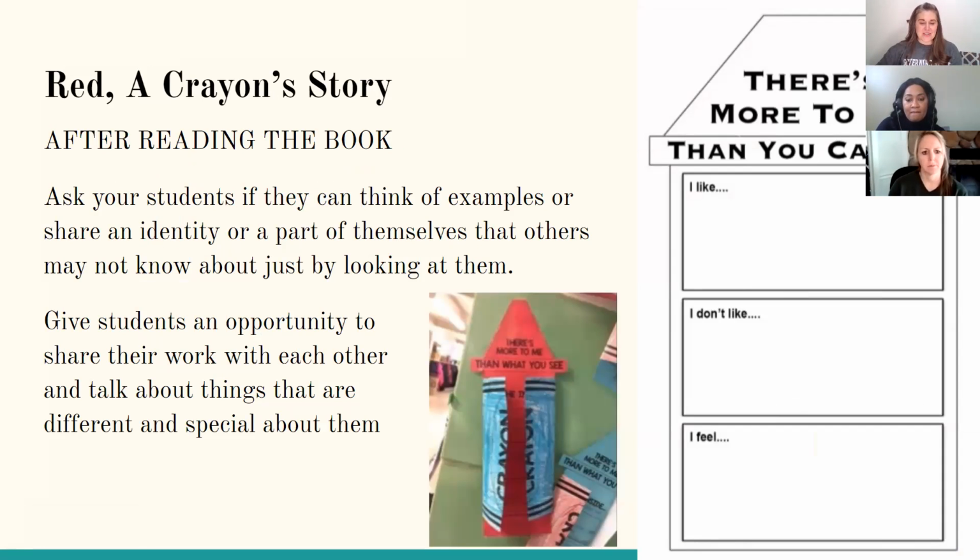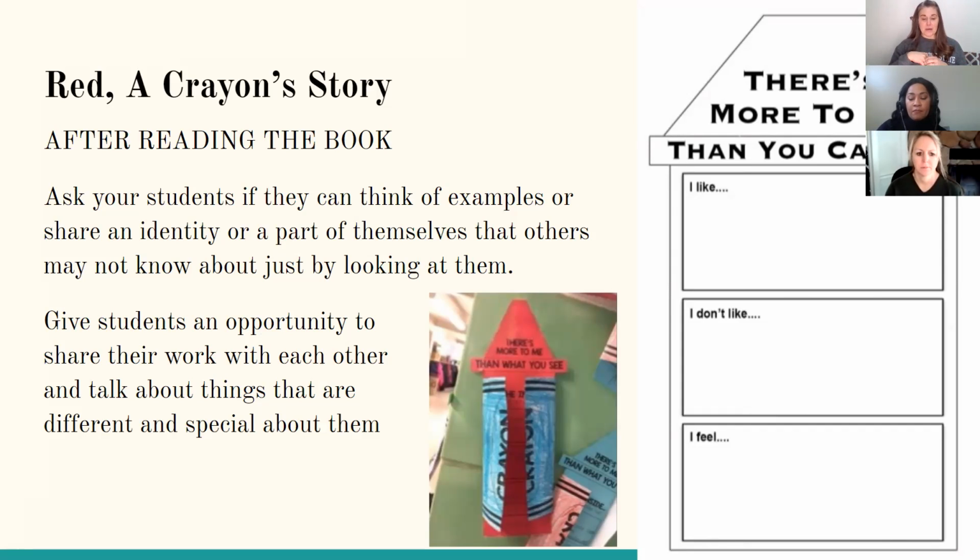So after reading the book, ask your students if they can think of examples or share an identity or part of themselves that others might not know about them just by looking at them. Some examples might be: someone who looks at me might not know that my family is Jewish, or they might not know my family's Muslim or Hindu, right? Someone who looks at me might not know that my mom has a different color skin than me. Someone who looks at me might not know that I have two dads.